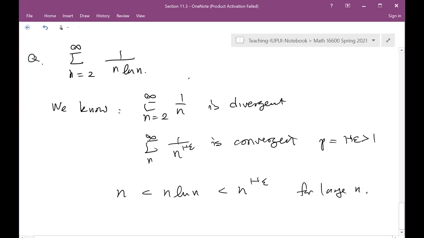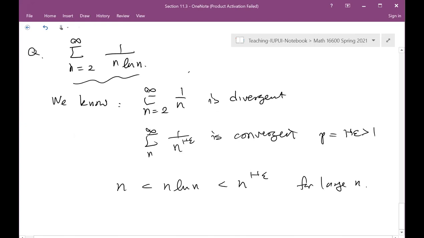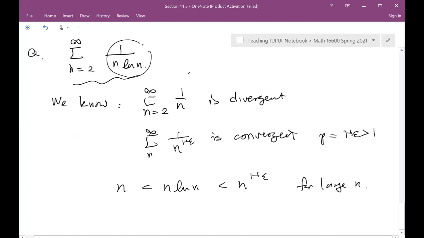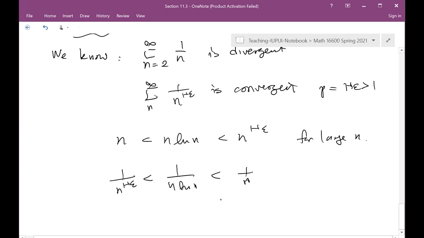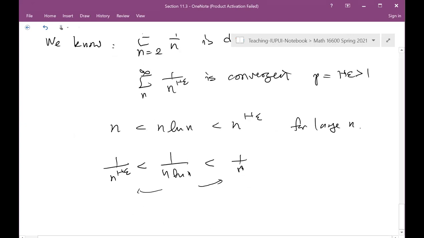So the question is whether this series is convergent. It's not easy to check. I want to make sure this goes to 0 very fast. If we put it in the denominator, it's less than 1 over n. But still, if this is too close to 1 over n, then it's divergent. If it's very close to this term, will the series be convergent? So we don't know.